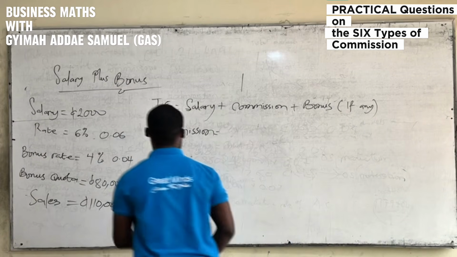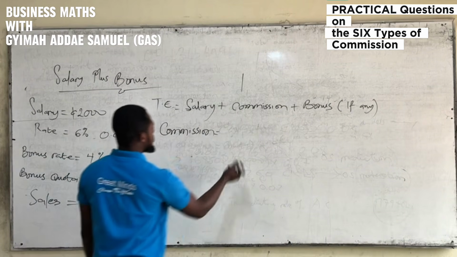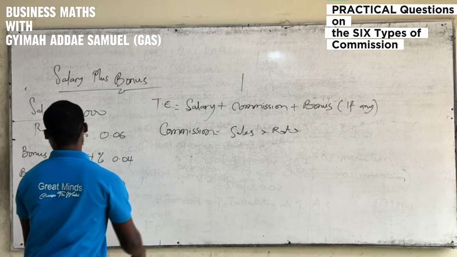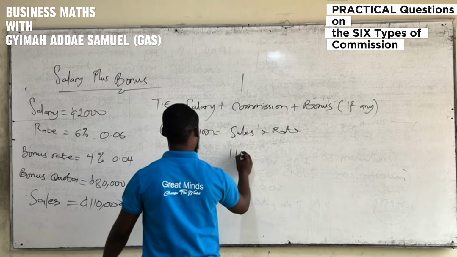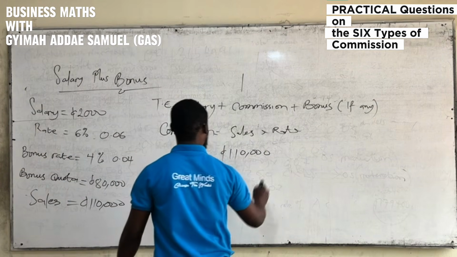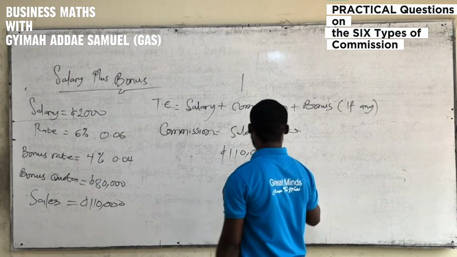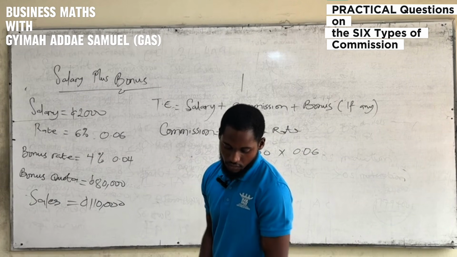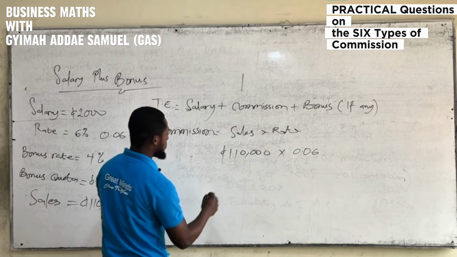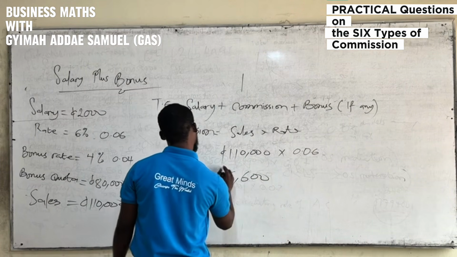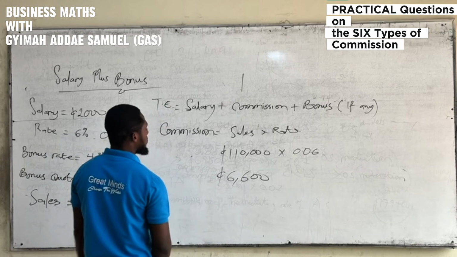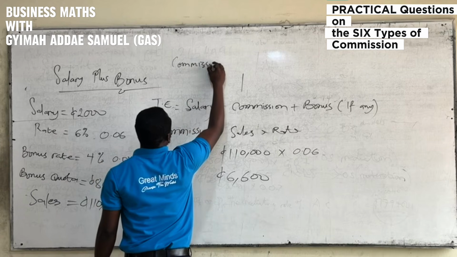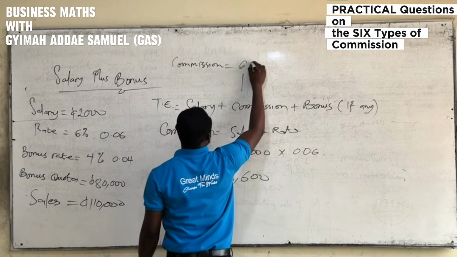So now we move on to find our commission. And we all know commission is sales times rate. Our sales here is 110,000 Ghana cedis times our rate, which is 0.06. So we are getting 6,600 Ghana cedis as commission. So let's place it somewhere. Commission as 6,600 Ghana cedis.